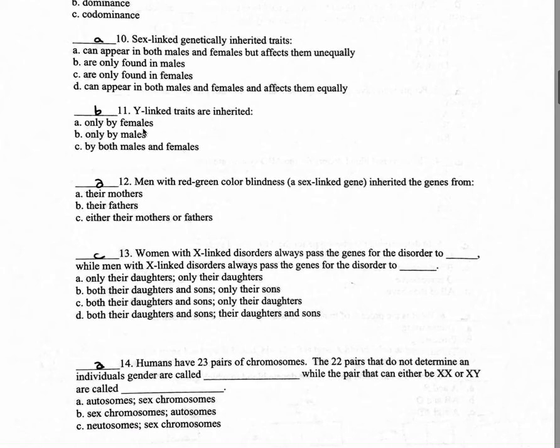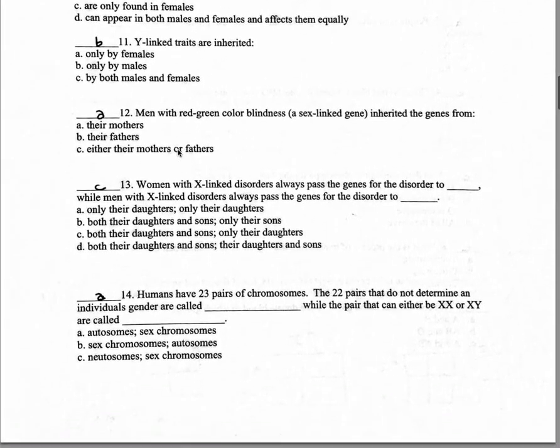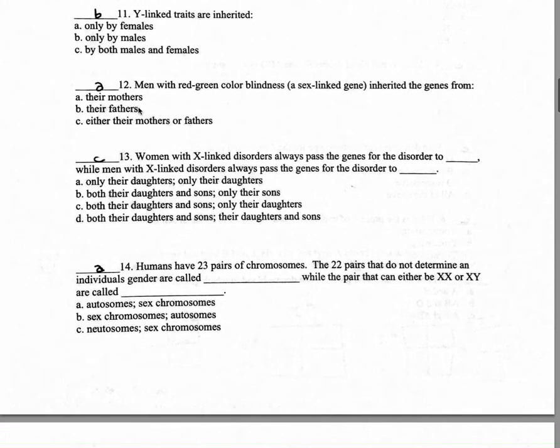Y-linked traits are inherited only by males. So females are XX, males are XY, so only males get it. Remember, the X for males comes from the mom, and the Y comes from the dad. Men with red-green color blindness inherited the genes from their moms. So remember, red-green color blindness is found on the X chromosome, and since men get their X chromosome from their moms, it had to come from their moms, not from their dads.